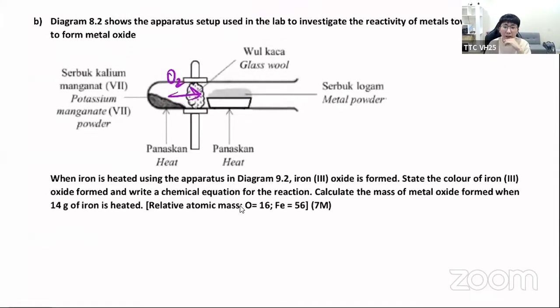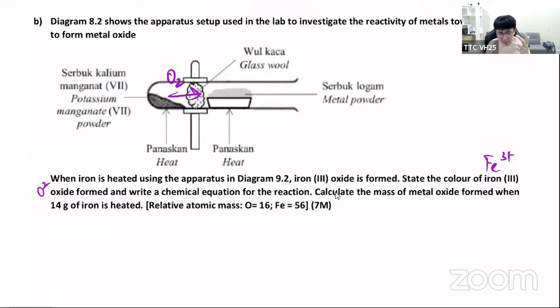So when iron is heated using the apparatus shown, iron(III) oxide is formed. State the color of iron(III) oxide formed and write a chemical equation for the reaction. And then calculate. Okay, so there's a few things to do here, guys. First of all, what's the color of iron(III) oxide? So what's iron(III) oxide? Iron(III) is supposed to be Fe3+. Oxide is O2-, so it's supposed to be Fe2O3.